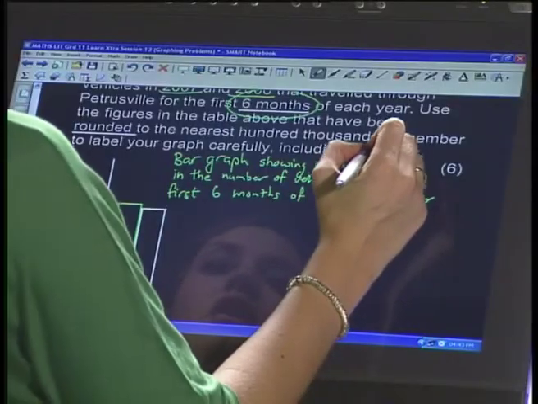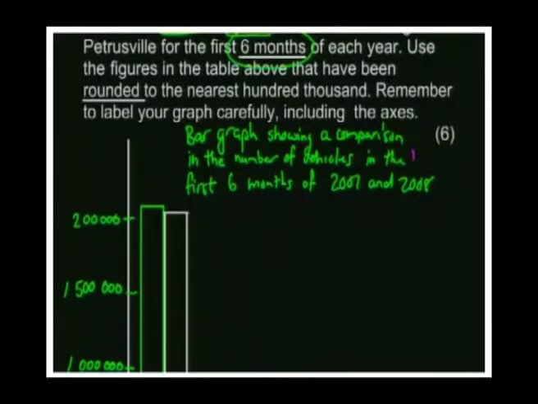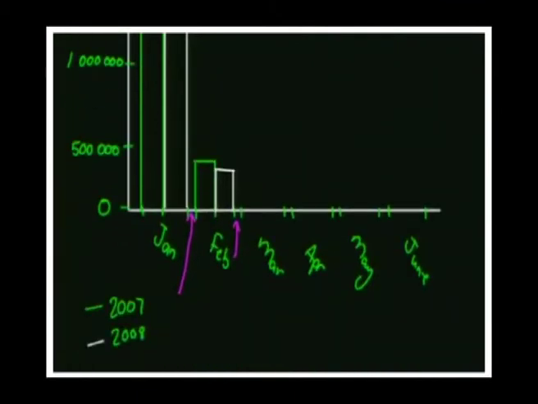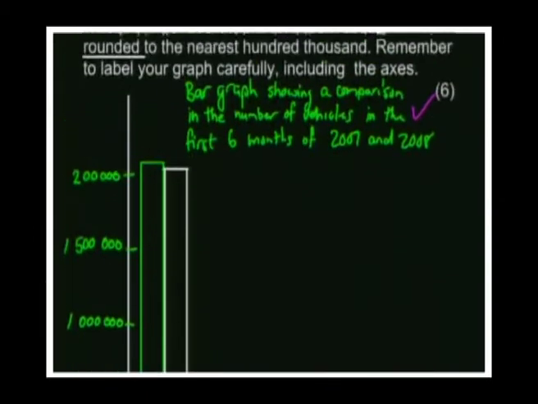And let's make sure, go back to the question, have we done everything? Remember to label your graph. We've done so, including the axes. And I know we've rubbed off our label here, but we have labeled our axes. Ooh, we didn't label this axis over here. We need to say here, months over 2007 and 2008. Well, there's our label for the bottom axis.